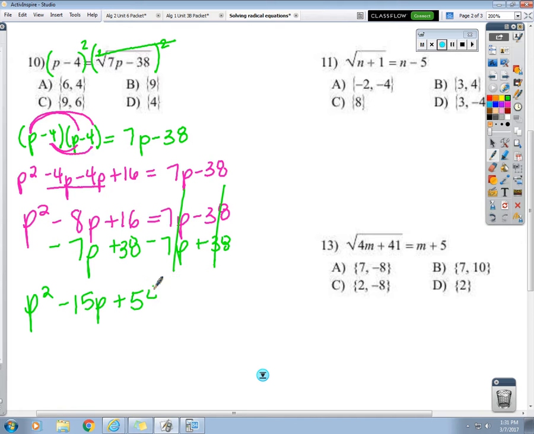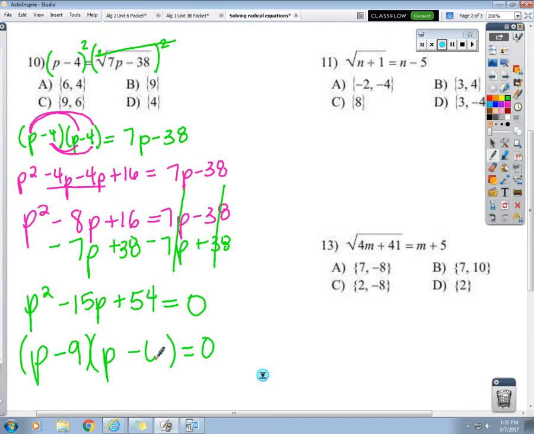Plus 54, and then equals 0. Okay, now what can I do with that? Or if you're not good at factoring, what else can you do? You can graph it and see where it crosses the x-axis. Okay, what numbers multiply to 54 and add to negative 15?